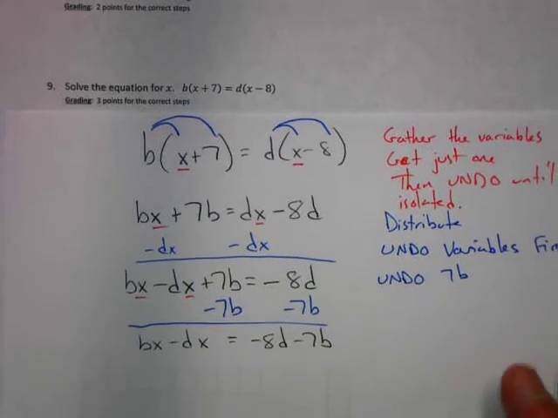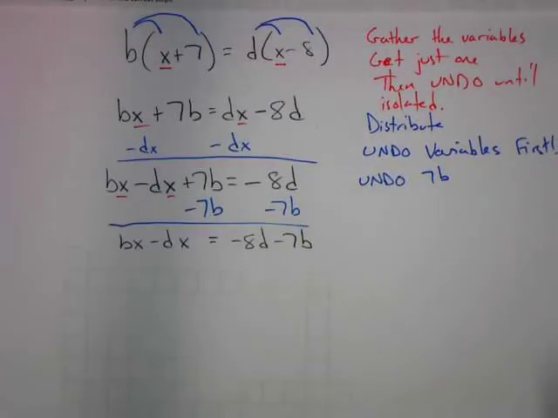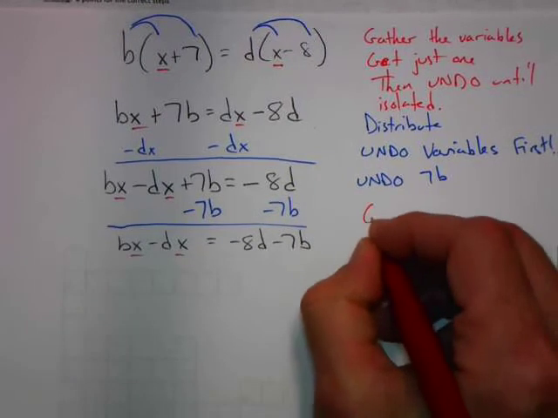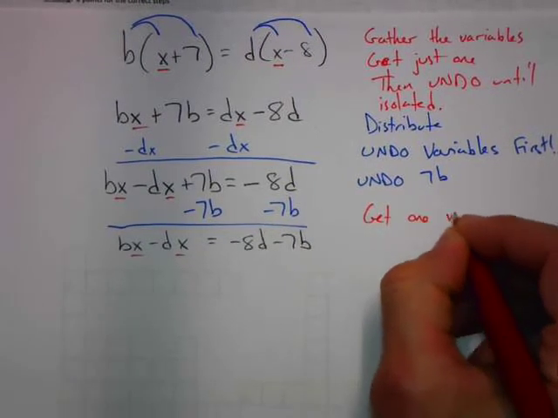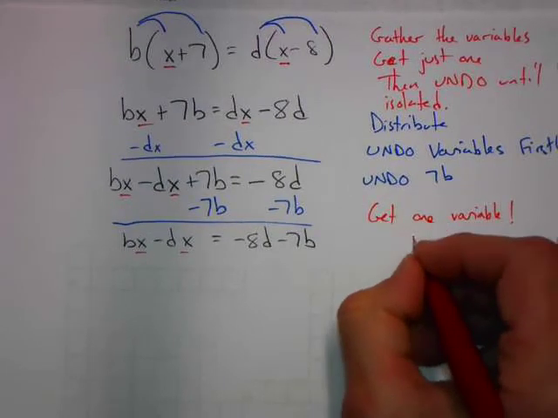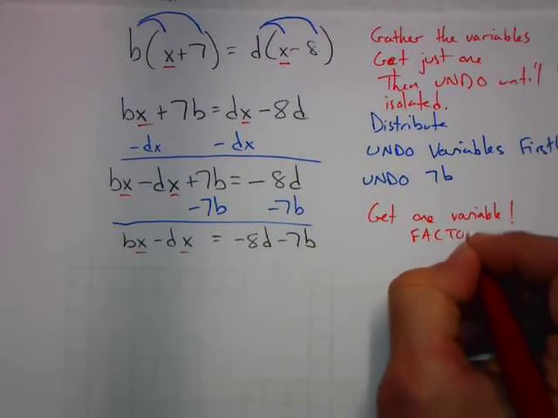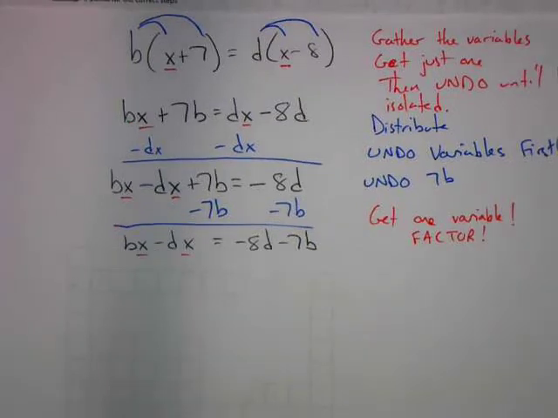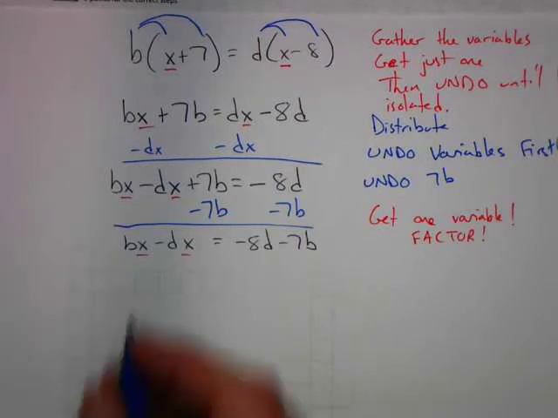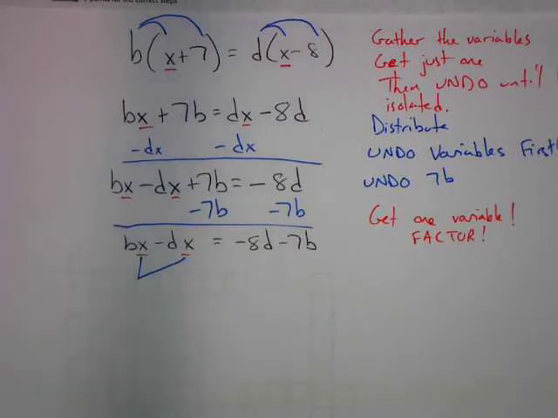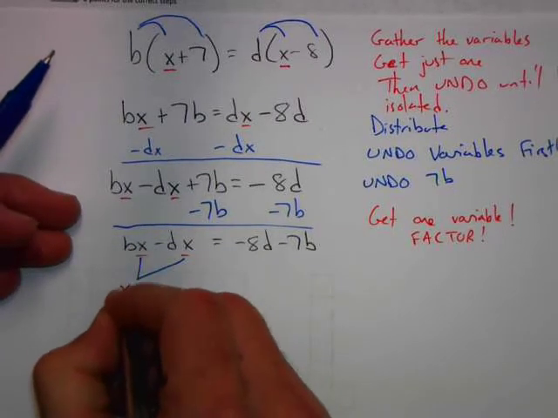But now here's the trick. How do I get from these 2 variables to just one? The way we do that is by factoring. We're going to factor out that variable. They both have an x, so they have that x in common, and we're going to take that x out to the front.